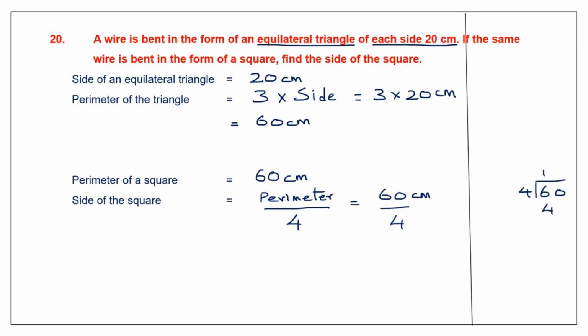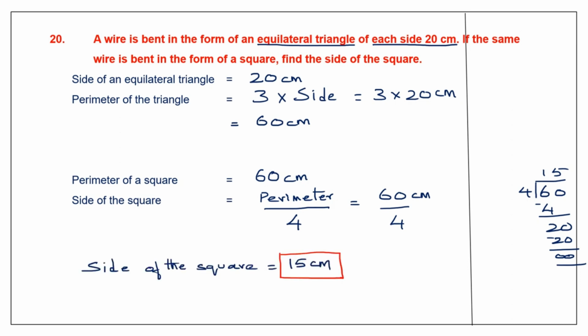4 ones are 4, minus, 2, 20. 4 fives are 20. So now we have 15. So the side of the square is 15 centimeters. So that is our final answer. The side of the square is 15 centimeters.